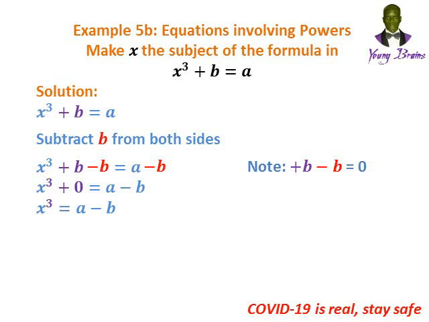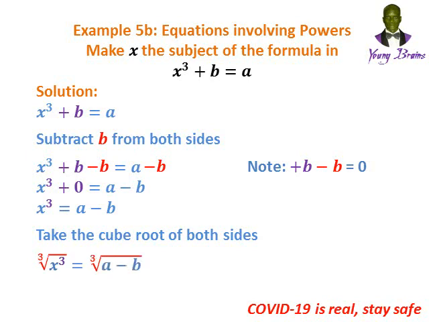For us to remove the power of 3 from x, we need to take the cube root of both sides. Then we have cube root of x cubed equals cube root of a minus b. Note that cube root of x cubed equals x. Therefore, we have x equals cube root of a minus b. Our x as the subject of the formula equals cube root of a minus b.